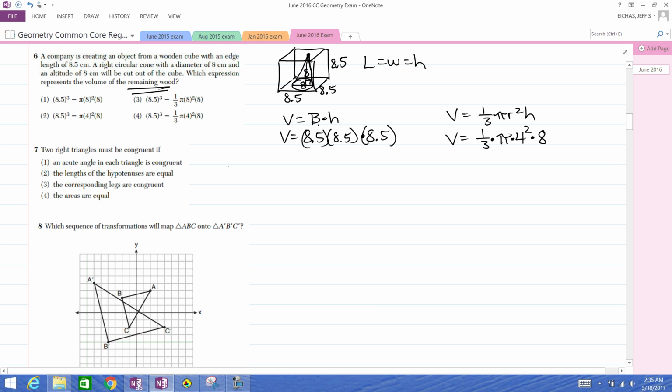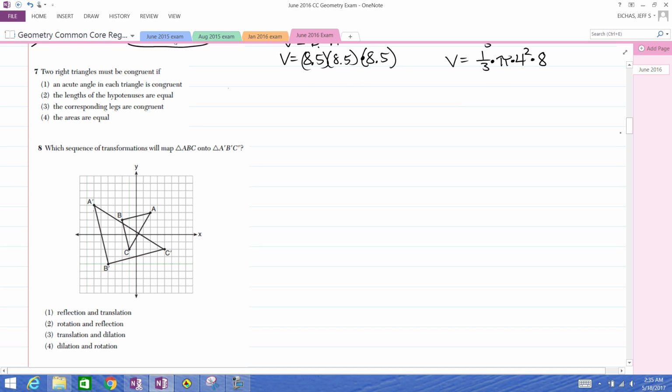Oh, looking at the choices over here. All right, yeah, we're going to subtract these, so perfect. This one's no good because it doesn't have the 1/3, neither is that. This one's no good because you squared the diameter, so it's going to be this one. All right.